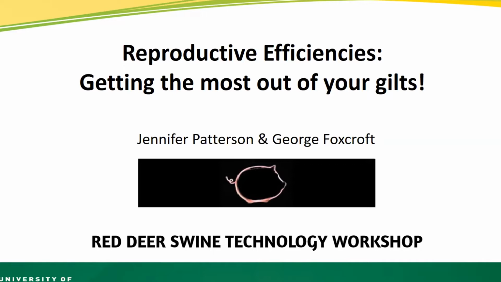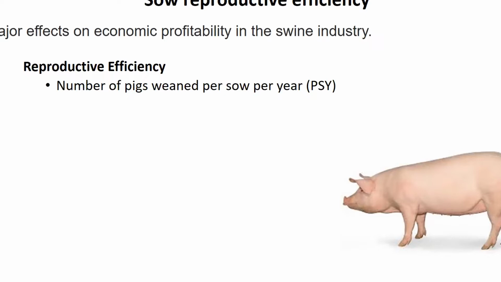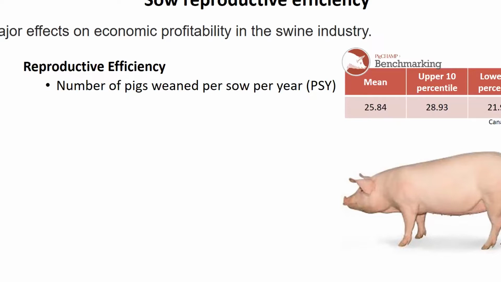Today, I'm going to be talking about reproductive efficiencies and specifically getting the most out of your gilts. When you think of reproductive efficiency, it has major effects on the economic profitability in the swine industry. Reproductive efficiency is often measured by the number of pigs weaned per sow per year. If we look at PigChamp benchmarking from Canada in 2020, we can see an average of about 25.8 and a range of about 22 to 28.9. As we can see, there's a large variation and there is room to make some improvements.